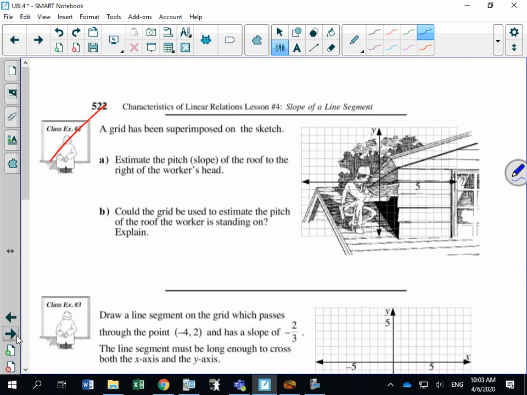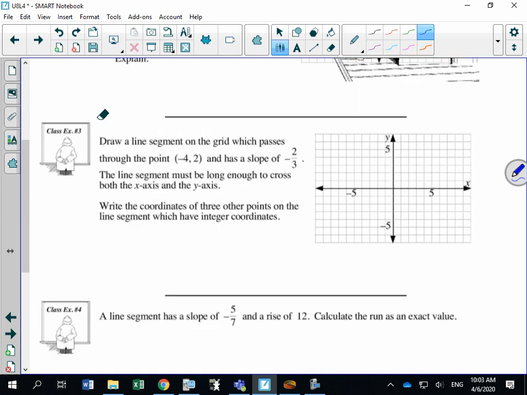Okay, if you finished off those 2 questions for homework, question 1 and question 2, we have 2 class examples left, and then I'll assign you some more questions. We're not going to do class example 2, so you can cross that out. We're going to do class example 3.